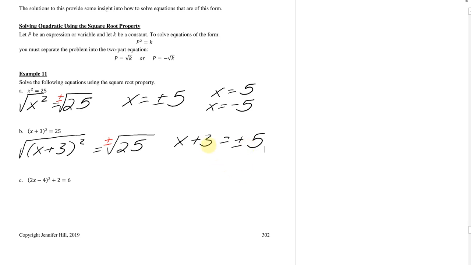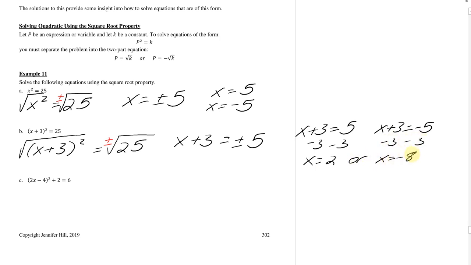Now what I have to do is break this into two cases. I'm going to break this into x plus 3 equals 5 or x plus 3 equals negative 5. That's what it means to break this into plus or minus 5, right? Now I just have to finish solving by doing what I would normally do to solve for x. So I get the solution x equals 2, and then the other solution would be x equals negative 8. So these would be the two solutions to this quadratic here. And it is quadratic also because it's got the square there.